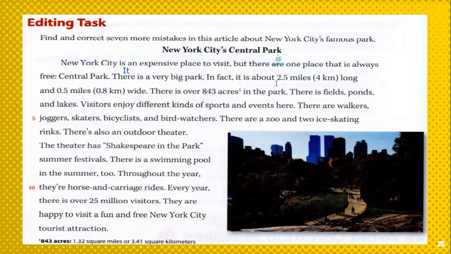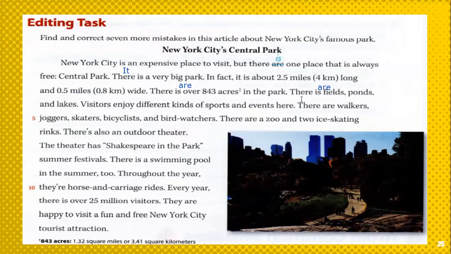There is over 843 acres. So this one is plural, we write are, not is. There are, in that case, in the park. There is fields, ponds and lake. This one is plural, so we substitute the verb is with are. There are fields, ponds, and lakes. Visitors enjoy different kinds of sports and events here. There are walkers, joggers, skaters, bicyclists, and bird watchers. Okay, this sentence is correct.